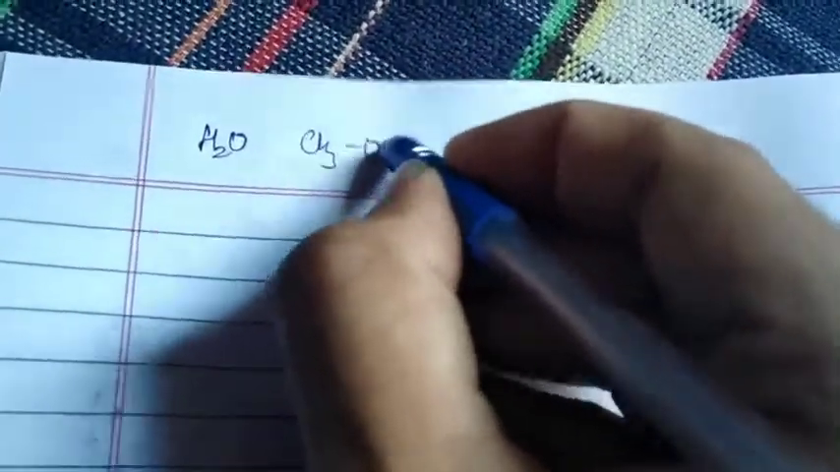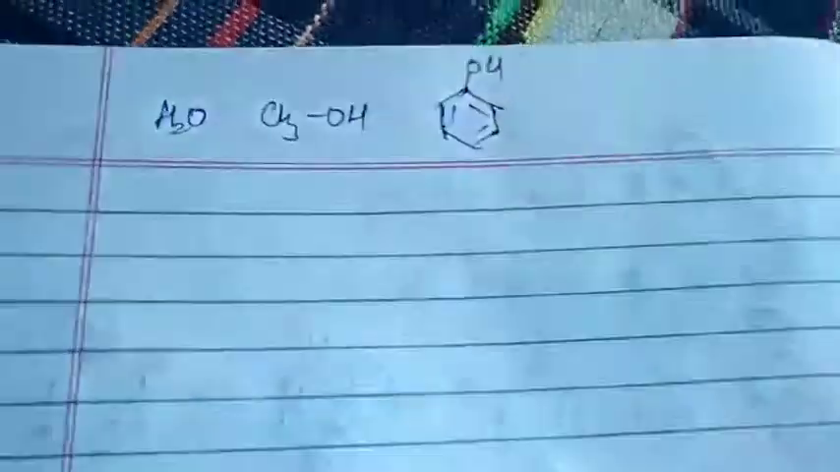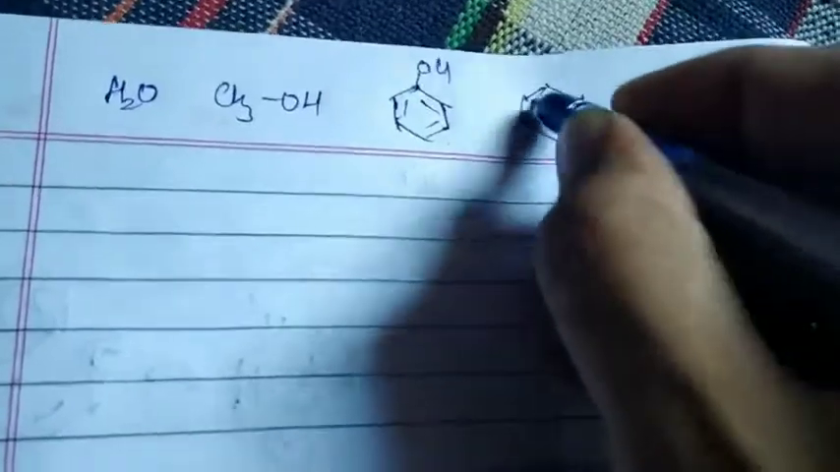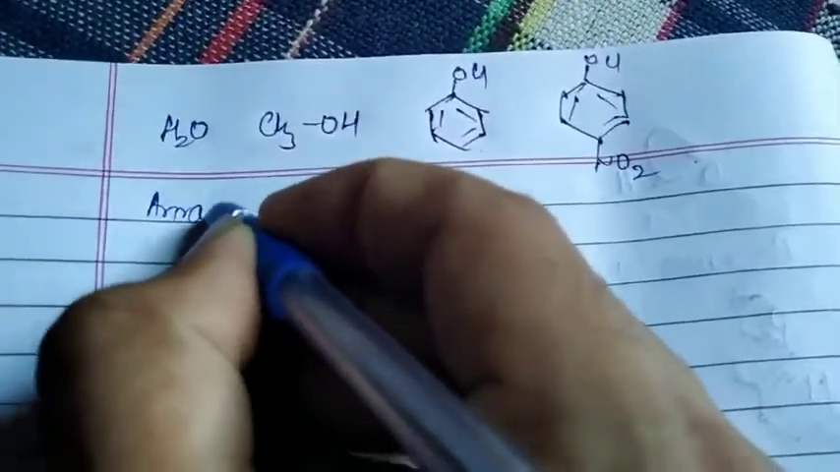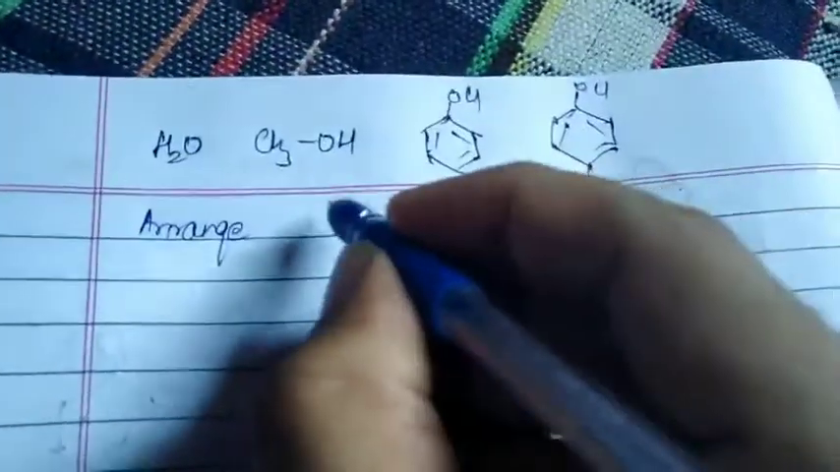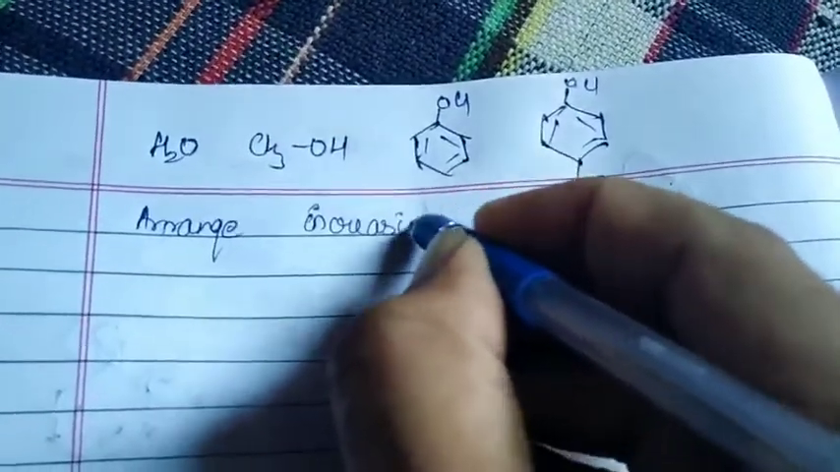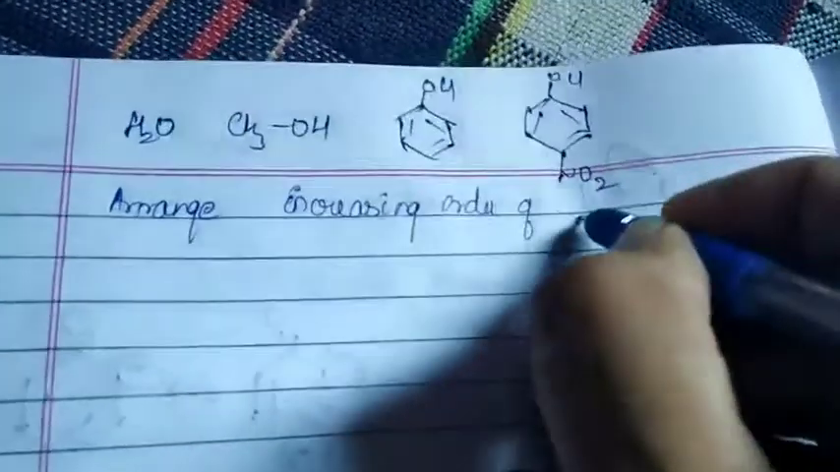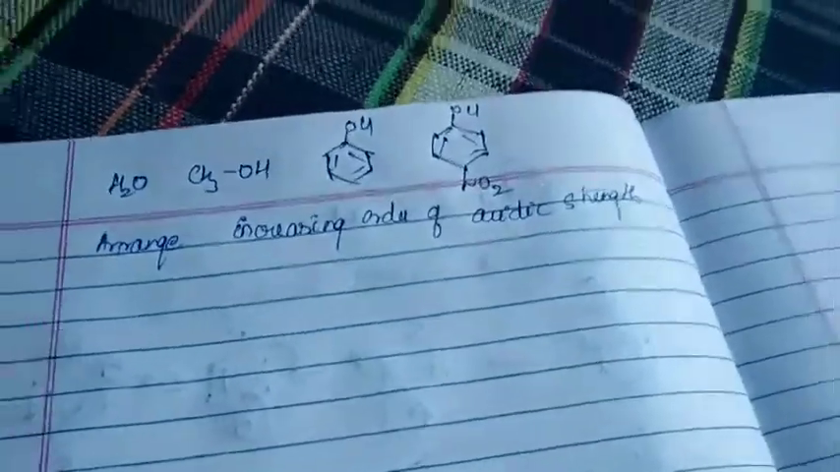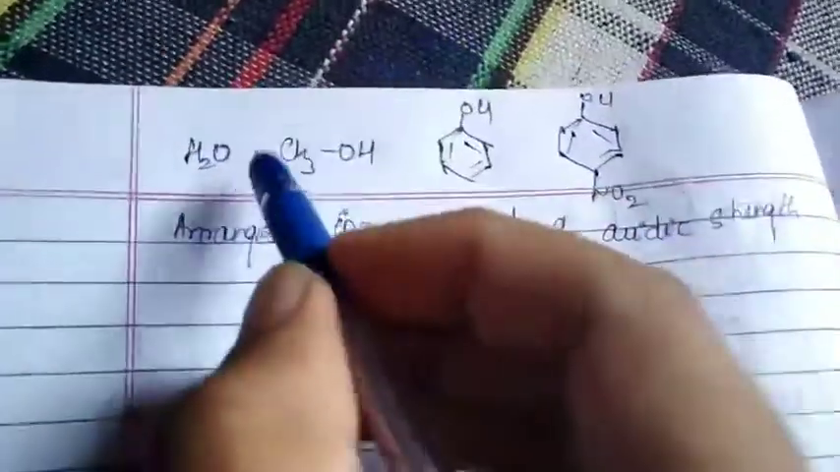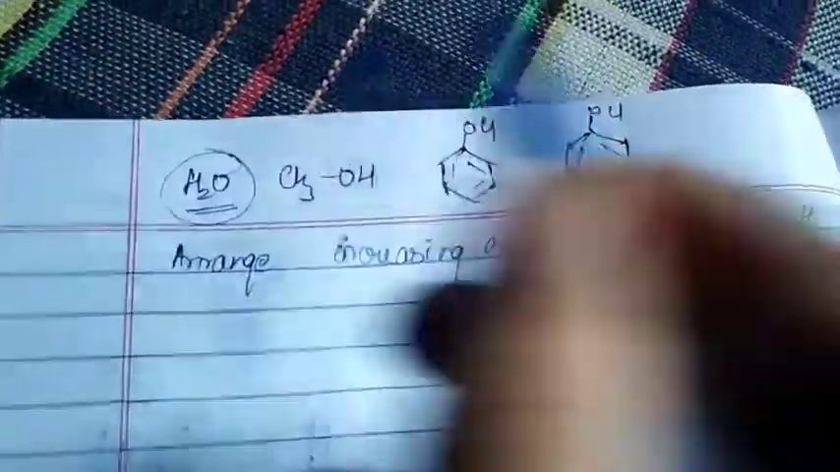One important point. And the most important point, in case you have been given H2O, CH3OH, and you have been given phenol with OH, and you have been given OH with NO2, and you have been asked a question, arrange the above case in the increasing order of their acidic strength. Increasing order of acidic strength. So how will you do it? Recall first, of course we know that compared to H2O, H2O is highly acidic.